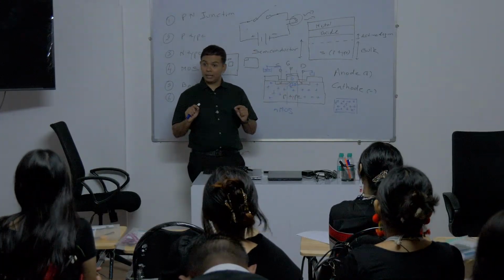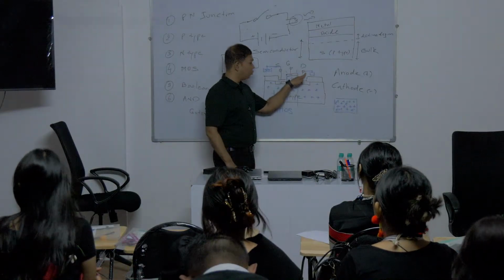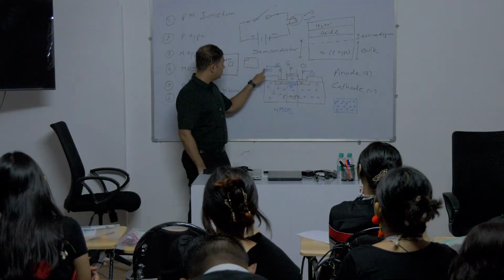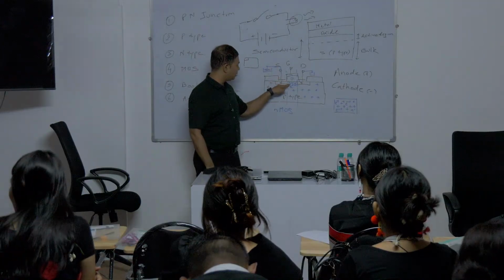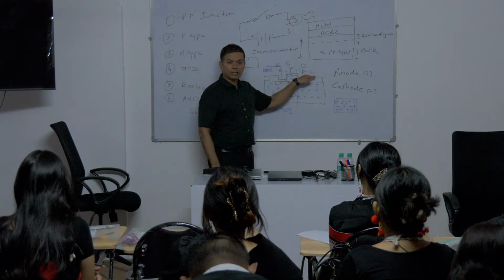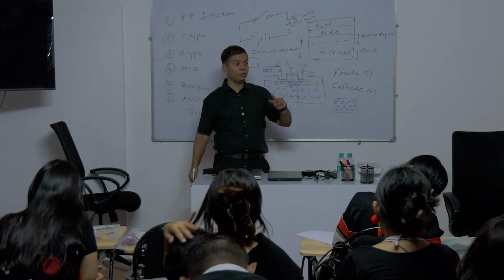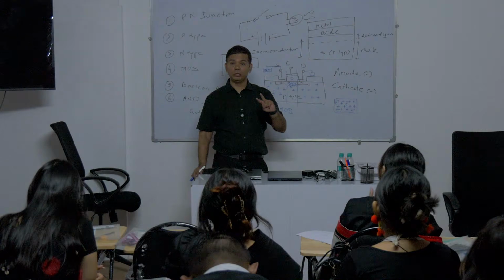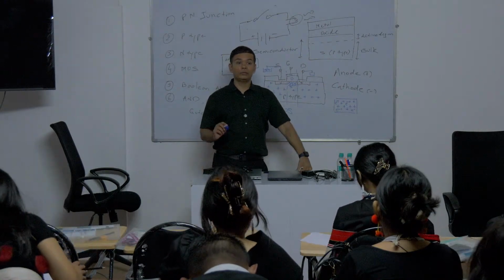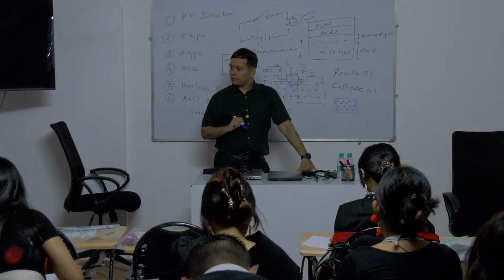Once that is there, now I will start giving the voltage at the drain end, so that the electrons can enter from the source, go through here, and be collected at the drain end. Hope it is clear. So these are the two different voltages we need to give to the MOSFET device. Is it clear?